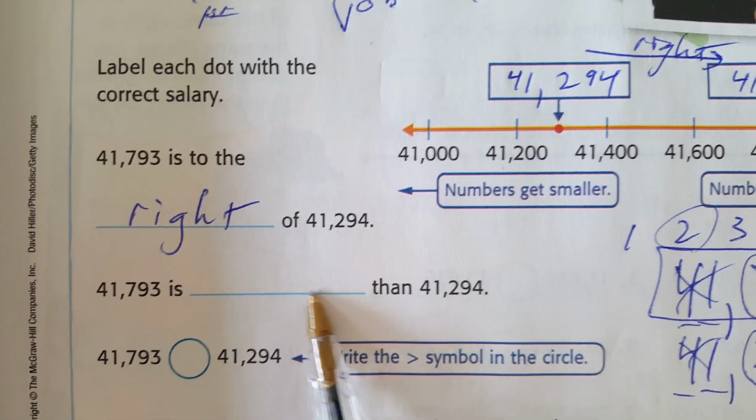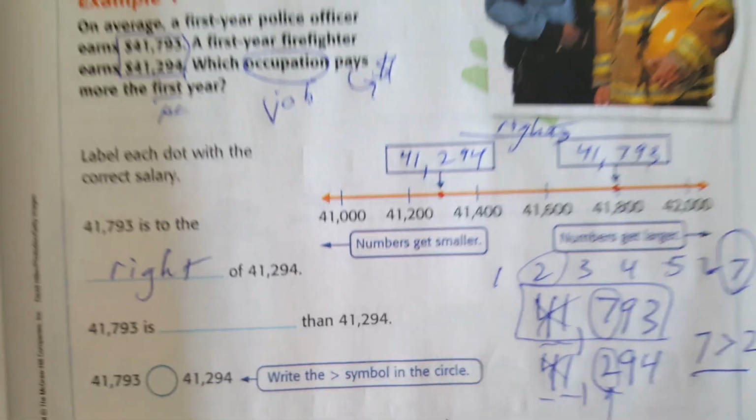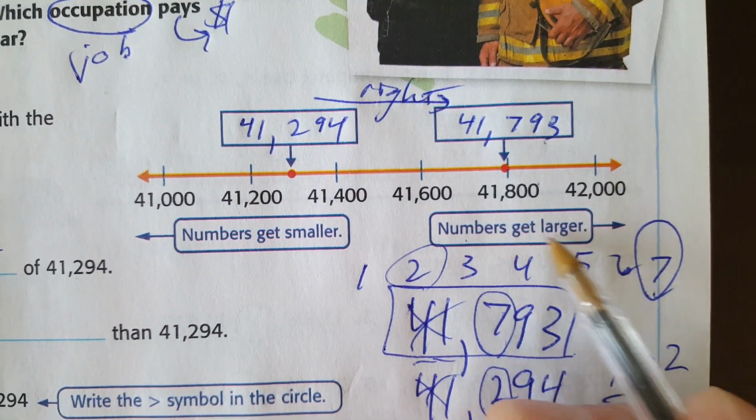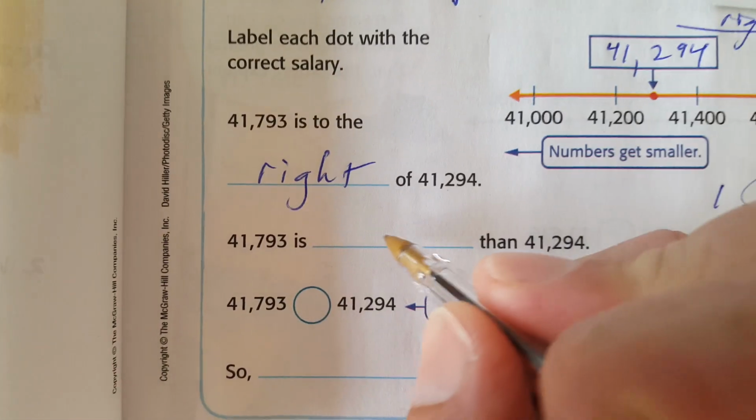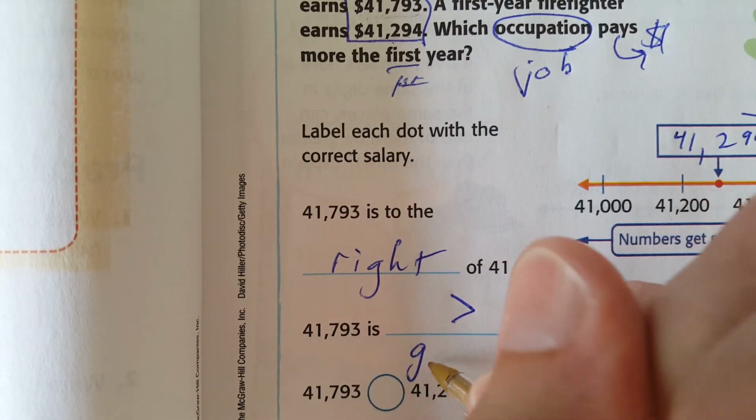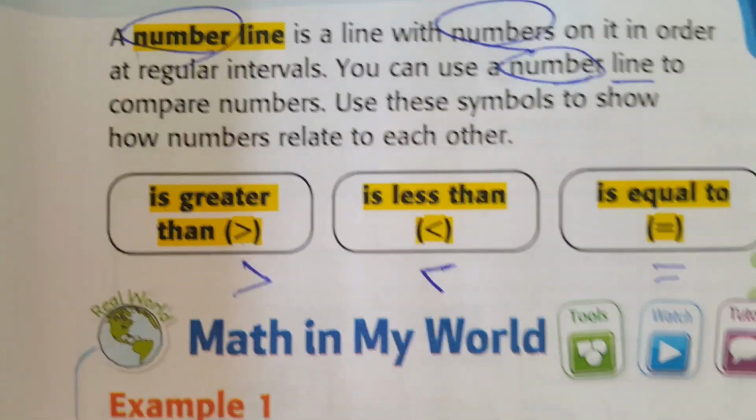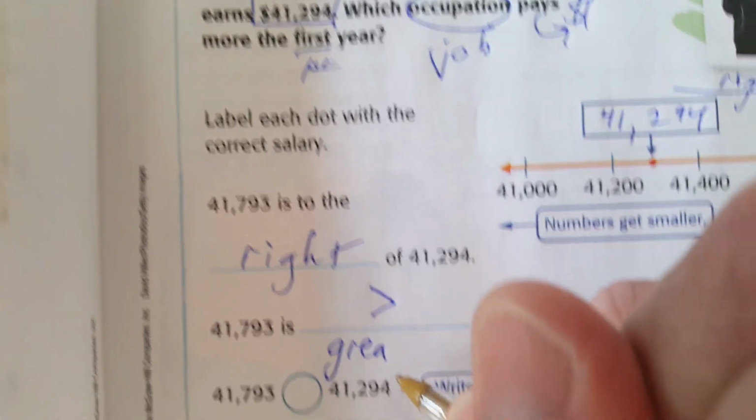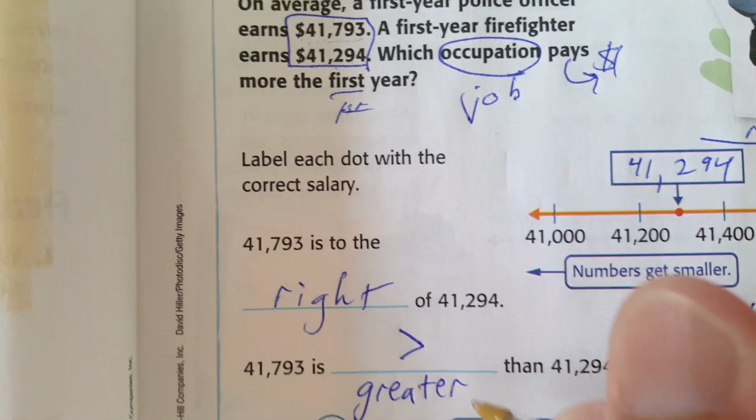41,793 is blank, then 41,294. Since it's going to the right, you can see right here it says numbers get larger. If they're getting larger, that would mean it is greater, and if I can't spell greater, I go right up there and I see this. That's how I spell greater. I forgot how to spell it. So then I come back, is greater than.